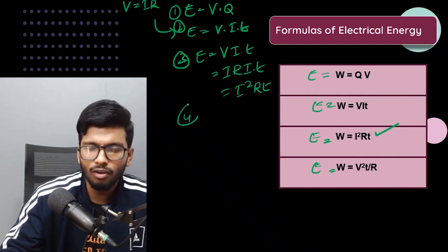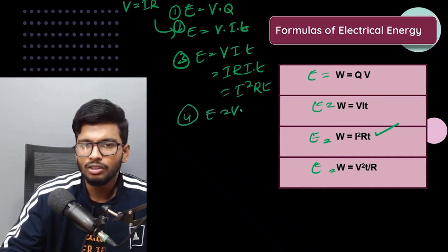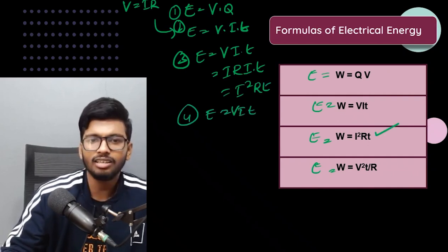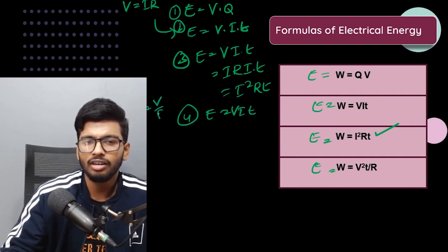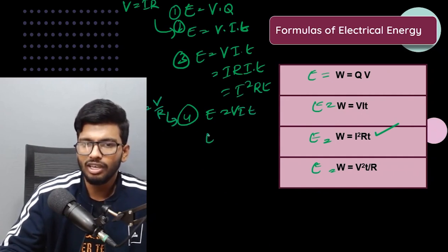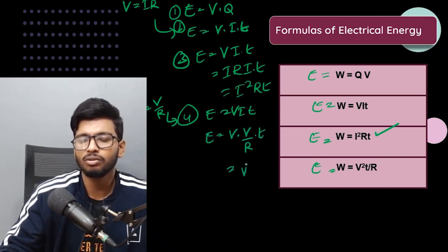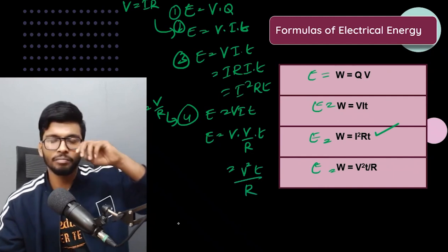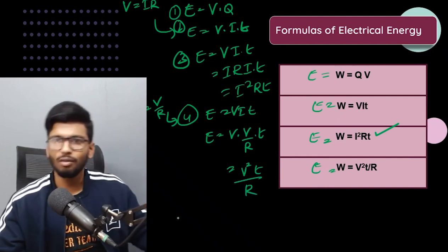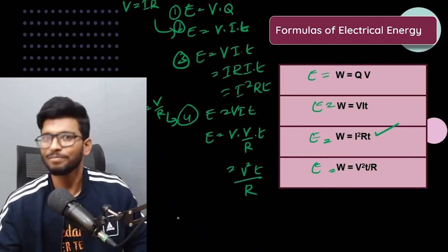If you talk about the fourth formula, again, E is equal to VIT. In place of I here, we know that I is equal to V by R. So I'm substituting that over here. So E is equal to V into V by R into T. So the formula becomes V square T by R, or V square by R into T. So this is the formula. These are all the formulas to calculate electrical energy. All right, simple.